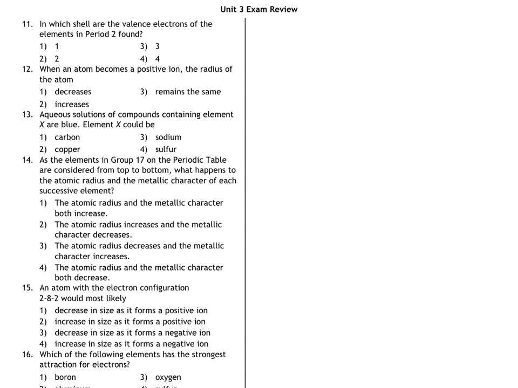Number 11, in which shell are the valence electrons of the elements in period 2 found? So elements in period 2 include elements like lithium, whose electron configuration is 2,1, and it also includes neon, whose electron configuration is 2,8. The valence shell is the second orbital for both, and this is not a coincidence because both of these elements are in period 2. So the period that you're in also tells you what shell contains the valence electrons.